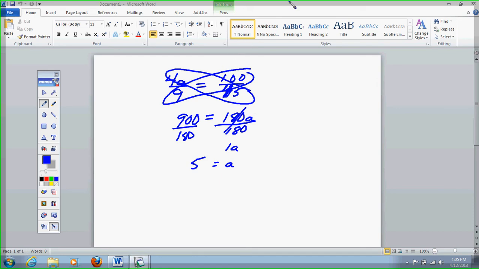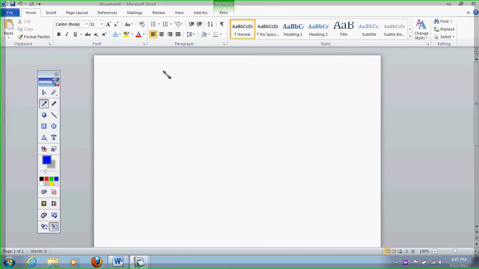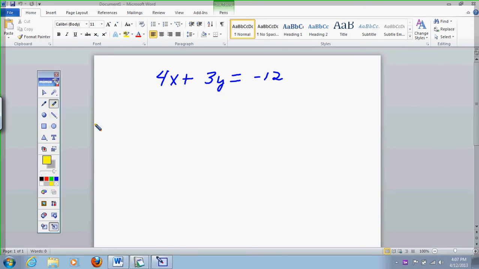Continuing on with the idea of solving equations, if I was given 4x plus 3y equals negative 12, and the problem says to solve for y. What does that mean to solve for y? To solve for y, that means I want to get y all by itself.